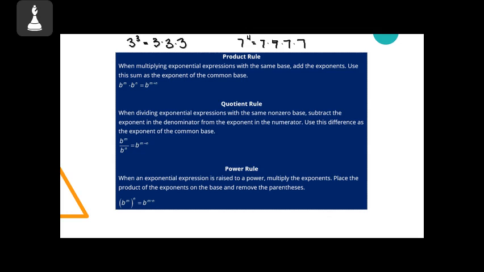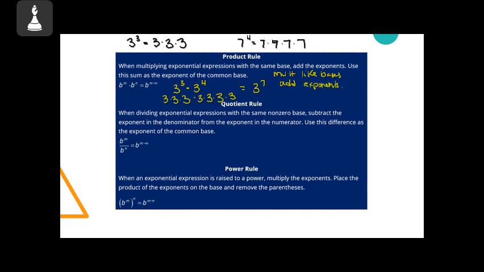So in a rule like this, a product rule, let's say we have 3 to the third, and then we want to times by 3 to the fourth. Well, 3 to the third means I'm going to have 3 3s, and then I'm going to add 4 more 3s for a total of 7 3s, or 3 to the 7th. So when you multiply like bases, we add the exponents.